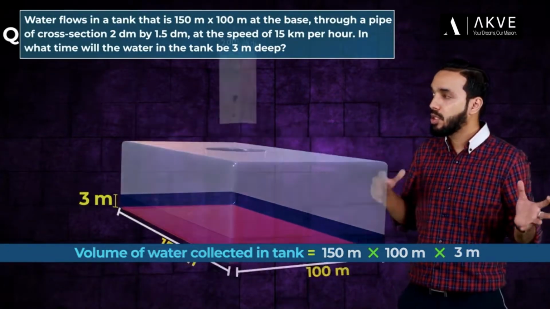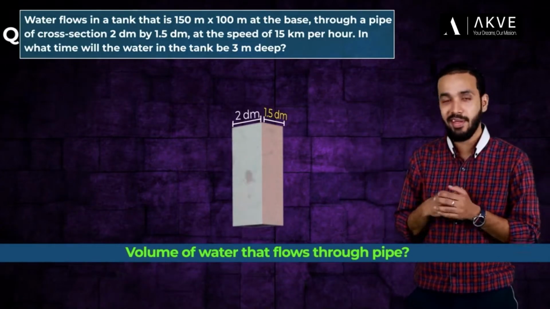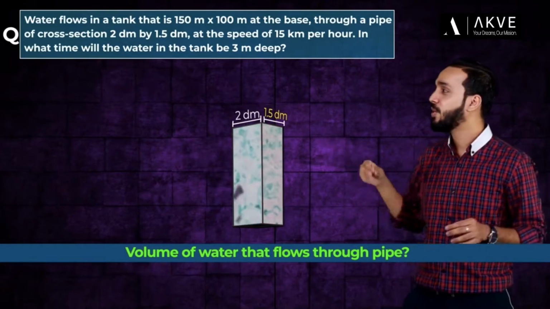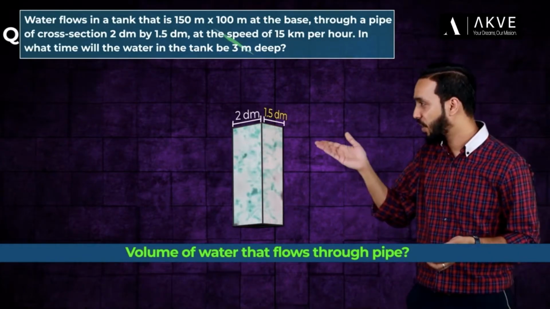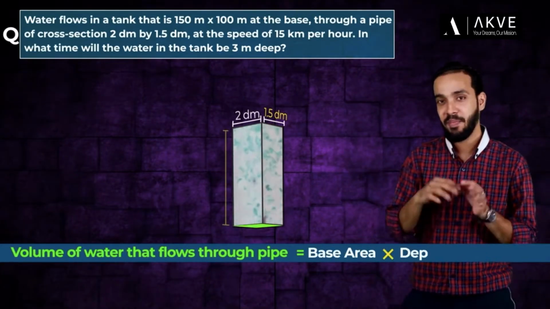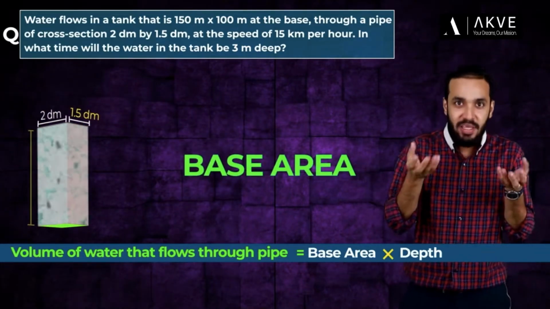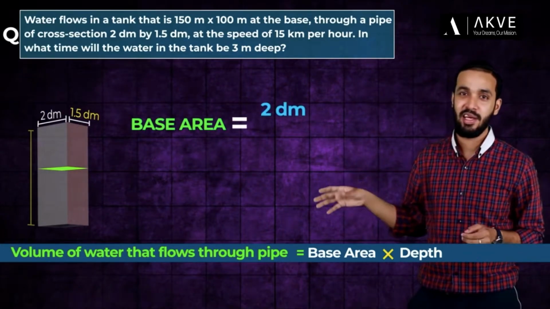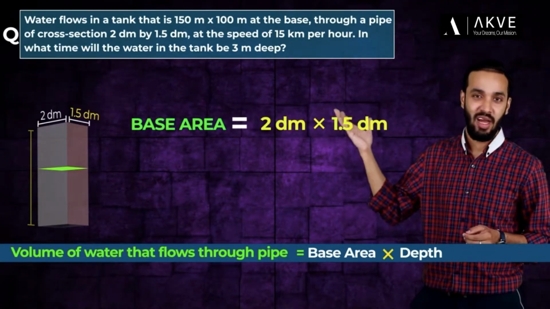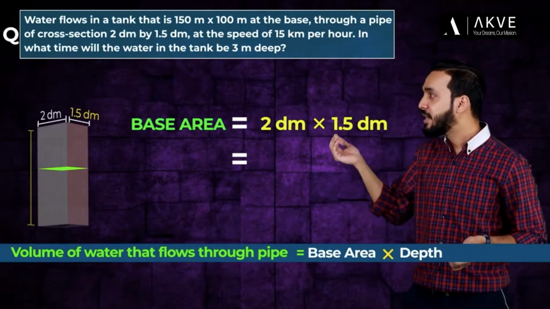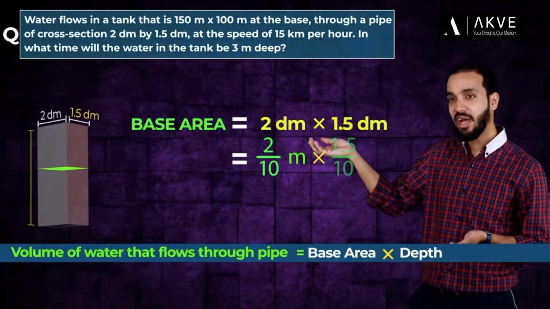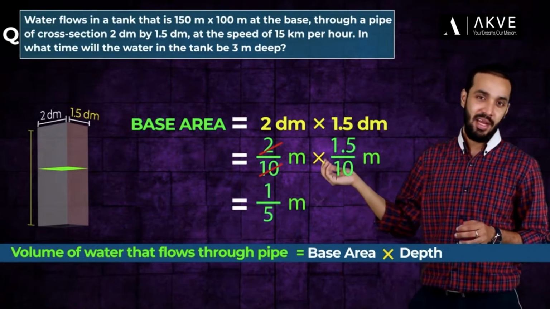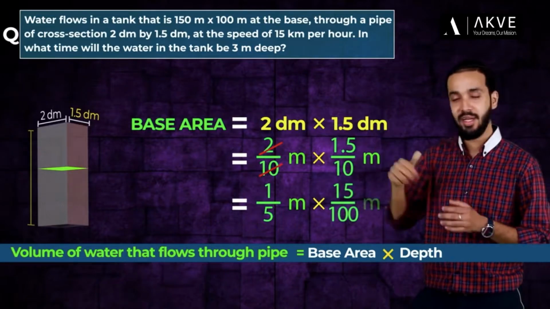But what about the volume of the water column in the pipe? Since this water column is essentially a cuboid, here too the volume would just be the product of the base area and the depth. Now, the base area would be the same as the area of cross-section of the pipe, that is 2 decimeters into 1.5 decimeters, which is the same as 2 by 10 meters into 1.5 by 10 meters or 1 by 5 meters into 15 by 100 meters.